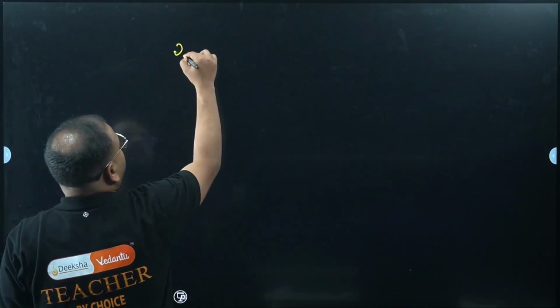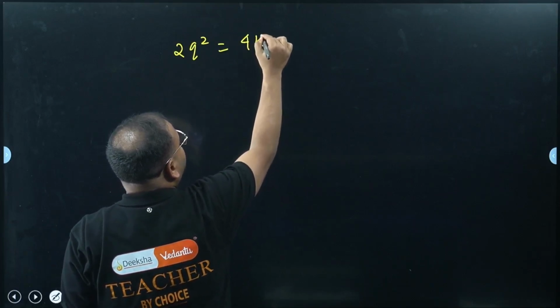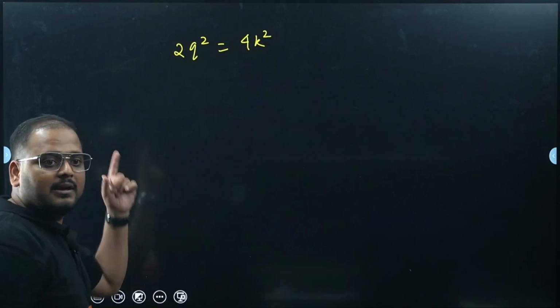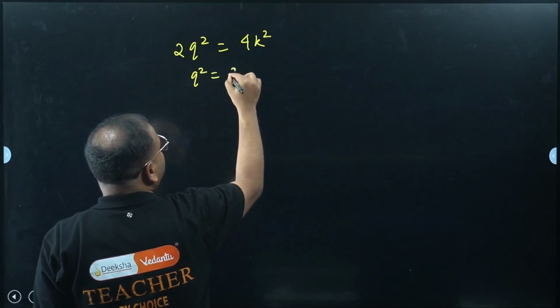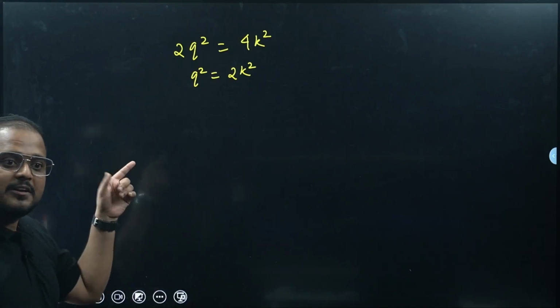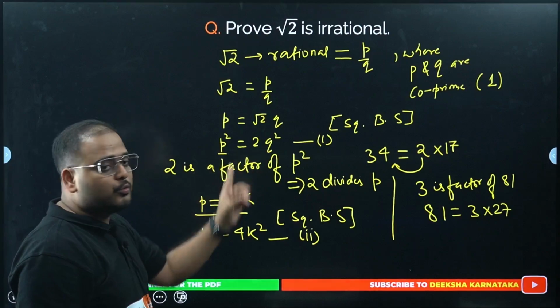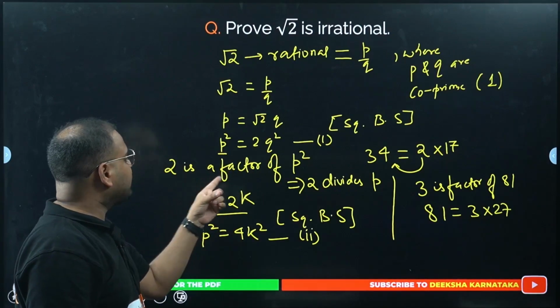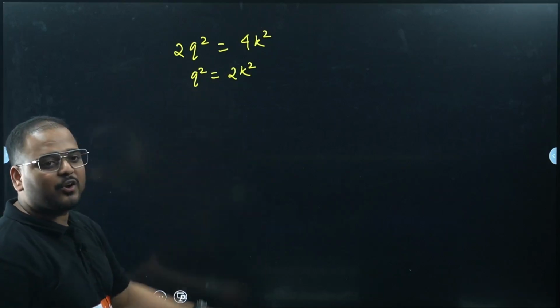So I can write 2q square is equal to 4k square. I can cancel 2. So this will become q square equals to 2k square. Similarly, from what we wrote here, p square equal to 2q square, we wrote what? 2 is a factor of p square. I can write 2 is a factor of q square.